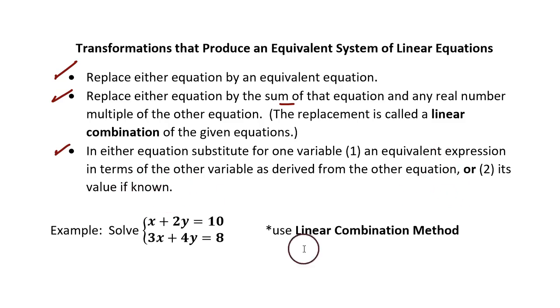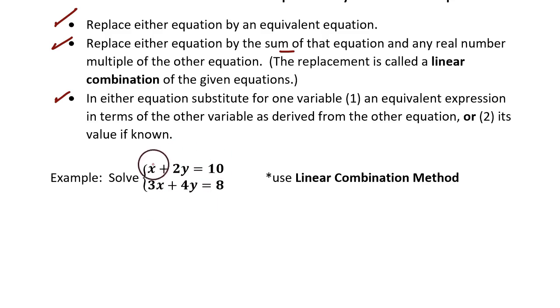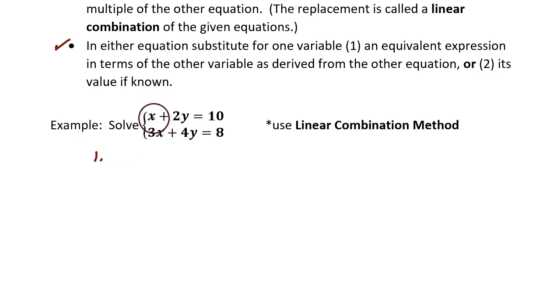Let's try an example where we will transform this system of equations into an easier looking system that we can tell the answer by inspection. We're going to use a method called linear combination. Step 1 is to transform the first equation so that its y term is the opposite of the y term in the second equation. The opposite of positive 4y is negative 4y. To make this be negative 4y, we need to multiply by -2.